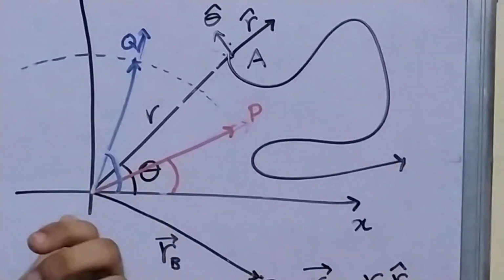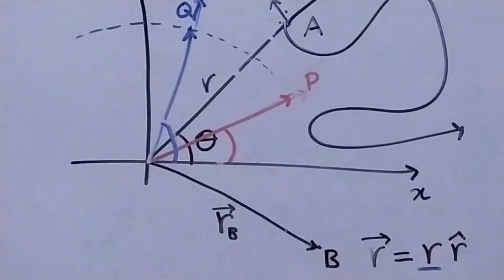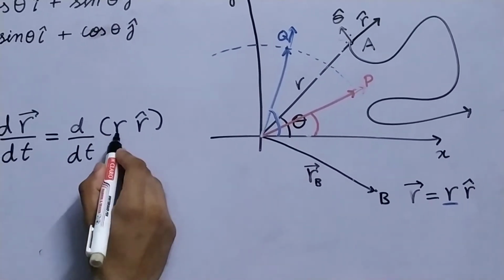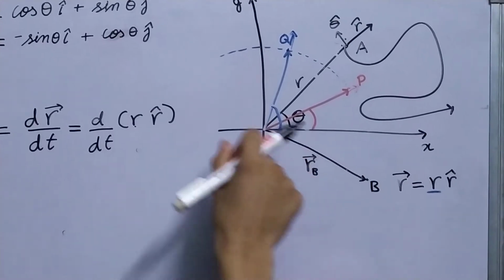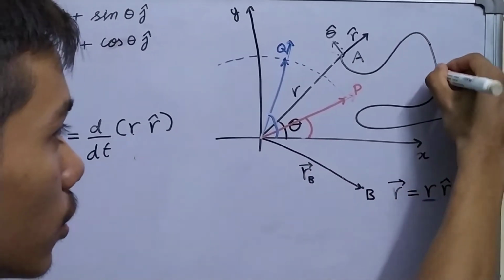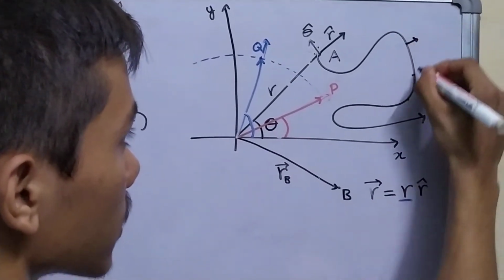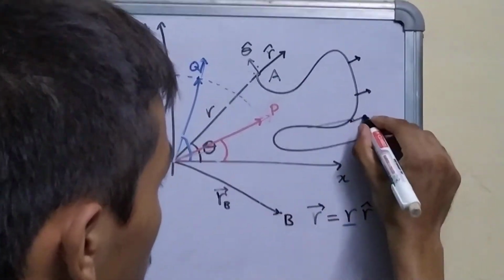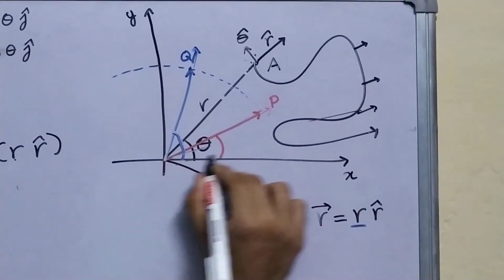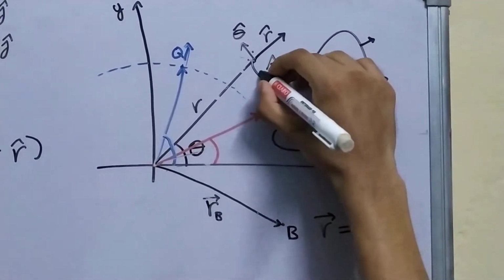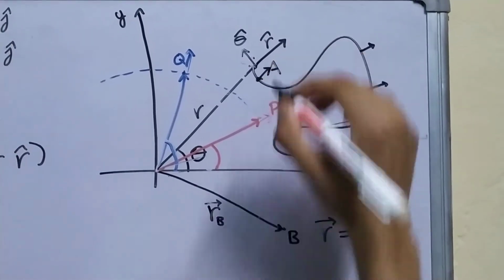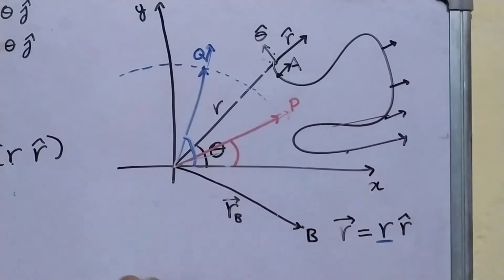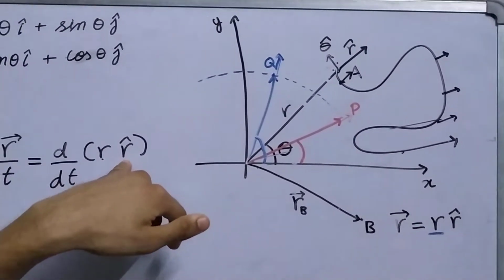Alright, so the distance from the origin, this r, changes with time, therefore r is also a function of time. And since at different points you have different r cap vectors, this one in this direction, this one in this direction, and at this point it has something in this direction. So since your r cap vector changes with time, this r cap is also a function of time.